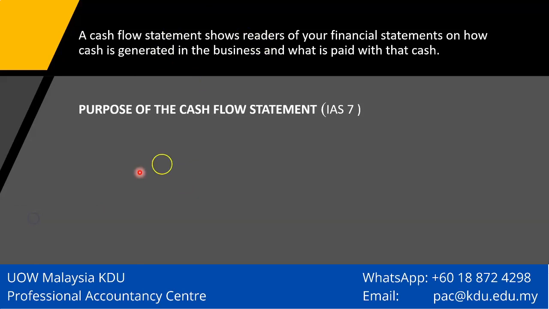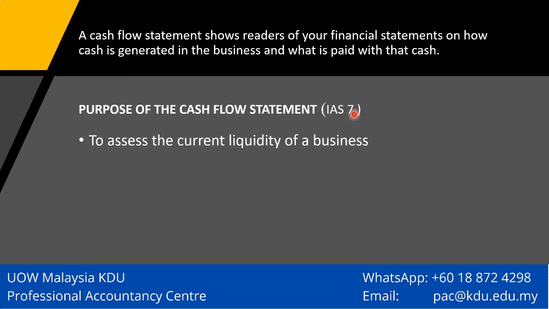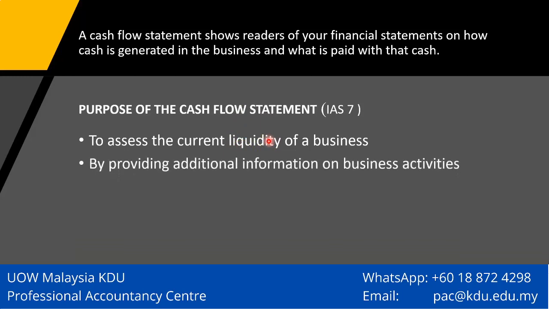Now here, IAS 7 has listed down the purpose of your cash flow statement. The first one is to assess current liquidity of a business. So liquidity is about cash flow. It's about how you manage cash coming in and going out. It, of course, provides additional information on business activities.